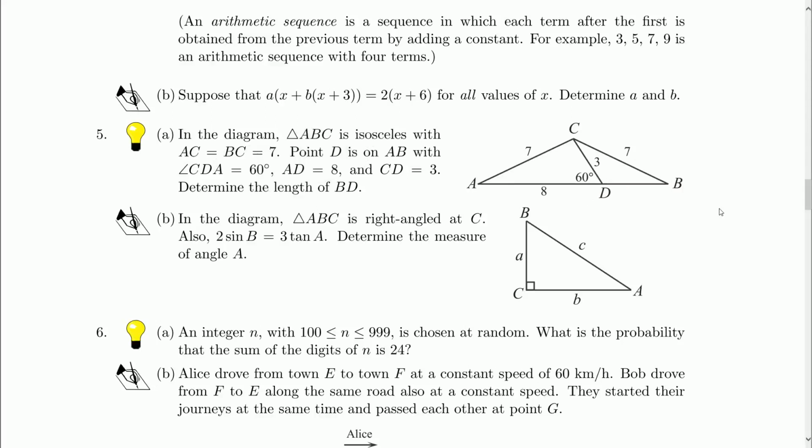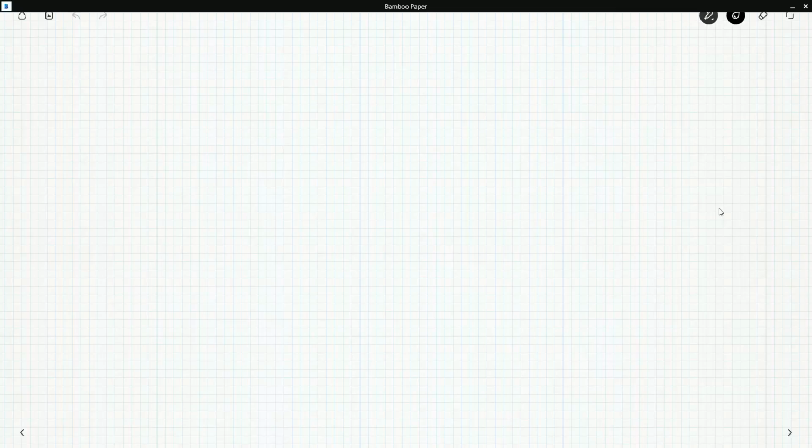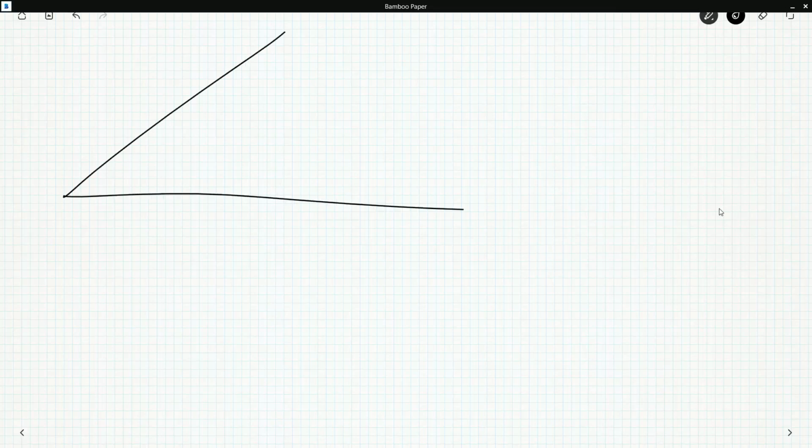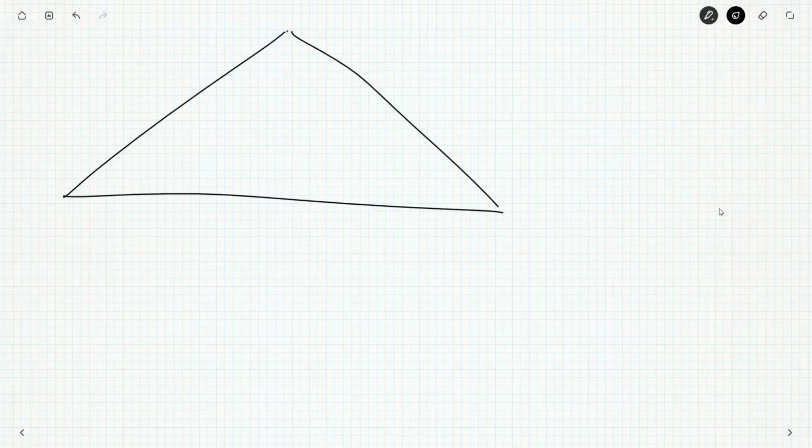But, okay, we want to determine the length of BD here. So what can we do? Well, we don't have a length for our triangle, certainly. But we'll draw a picture a little bit. So 8, 3, 7, 7, and BD here. So we've got a nice little 60-degree triangle here, which means that this is going to be 120 degrees.